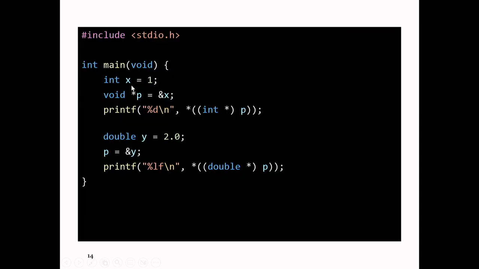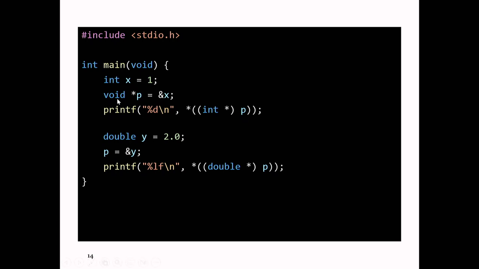Right, so here's a little example. Here I've got an int x, its value is 1. Now I can make a void pointer, so void star p, and I can point at any object that I want to. For example, I can make that point to the object x, so void star p equals the address of x, and that's perfectly fine.